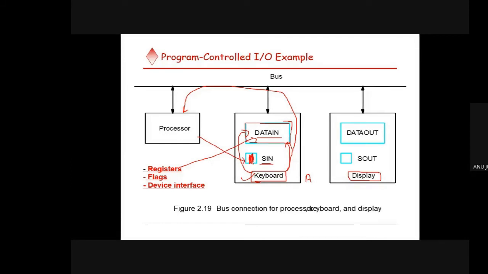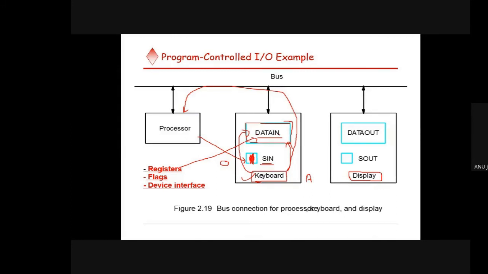If the SIN flag is 1, that means the input device has read the input, it was stored in the data in register, and the data in register is full. Otherwise, SIN will have value 0. If the processor comes again and checks the value of SIN, and SIN is 0, it means the data in register is still not full. So the processor time can be used for other purposes. That is how the processor works with respect to the input device.